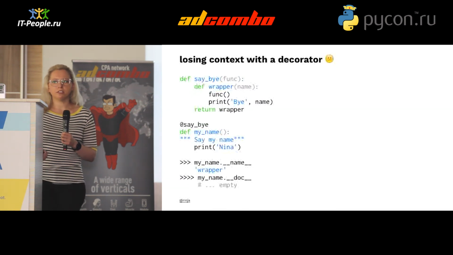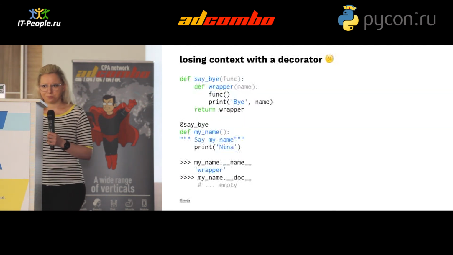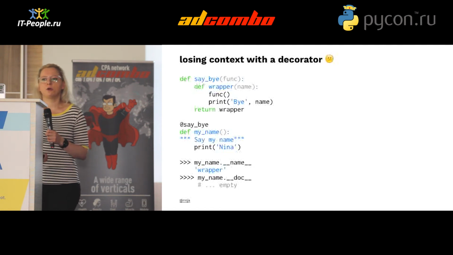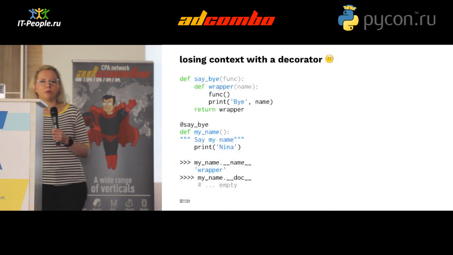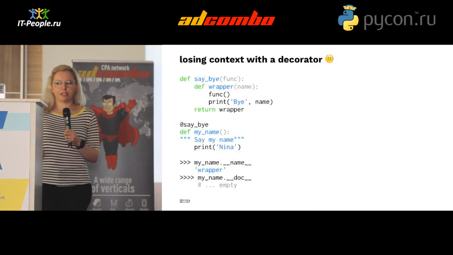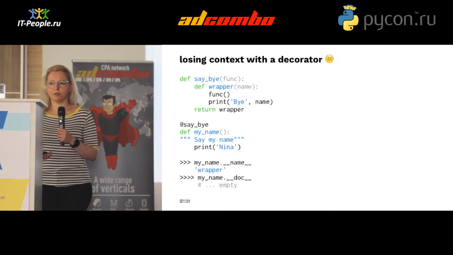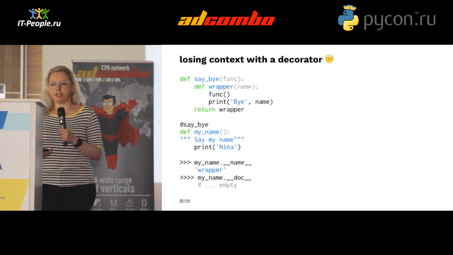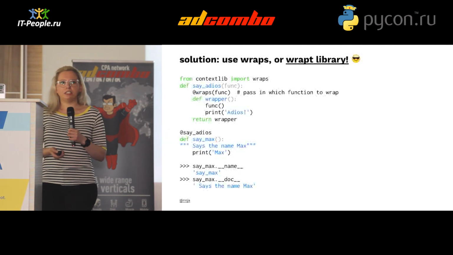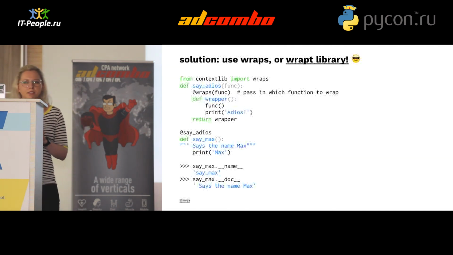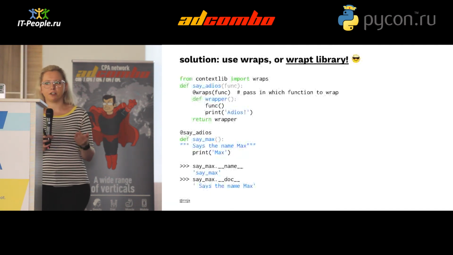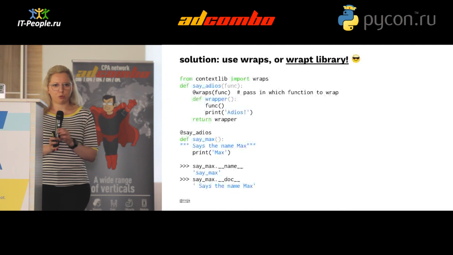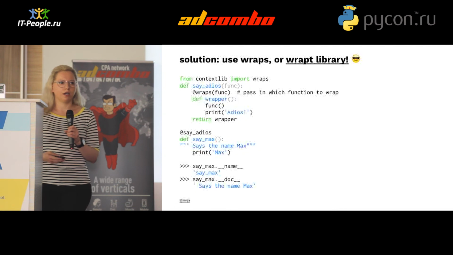A problem with decorators is that you lose context with them. So in this case, the function that was wrapped has lost its dunder name property, and it also doesn't have a docstring. In order to avoid that, we want to use wraps. That's from functools. And what we're doing is we're using this @wraps decorator, and we're going to pass in which function we want to wrap. Once we do that, we retain our dunder name and our docstring.